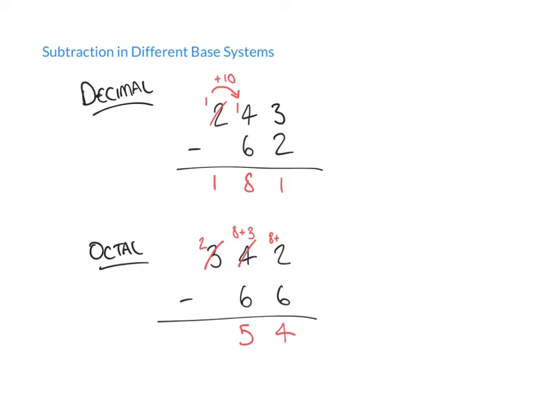Finally, on the left-hand side now, we've got 2 by itself. There's nothing else here, so 2 minus 0 is just 2. And so we can complete our subtraction like so.